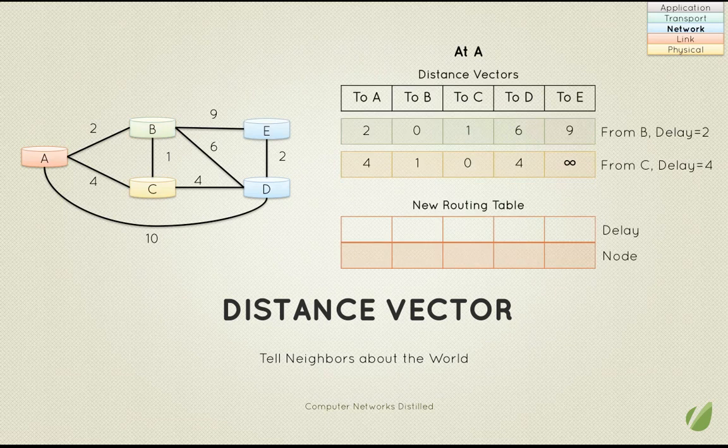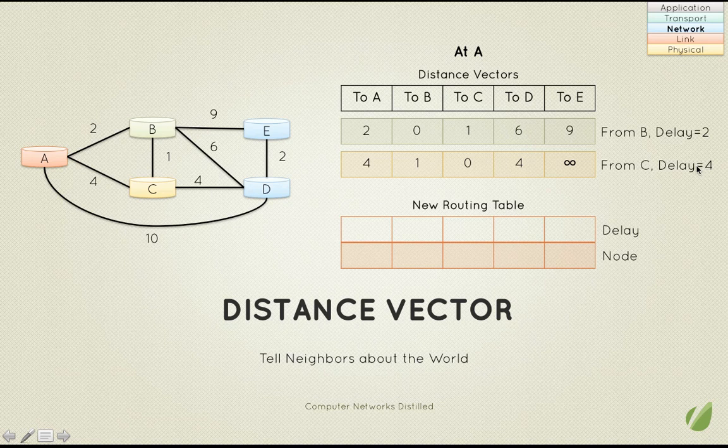Now, the distance vector algorithm works by iteratively exchanging these values and computing a new routing table based on the distance vectors that are received from your neighbors. So A, since it's connected to B and C, will receive these 2 distance vectors. It'll get this distance vector, which is what we just found at B, and we know that the cost to B is 2. We'll receive this distance vector from C at a delay of 4.